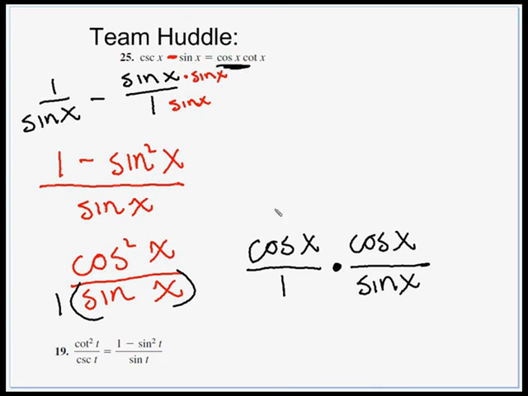So we do need a cosine. This 1 over cosine will stay as is. Cosine over sine is cotan. And that's exactly where we wanted to get to.